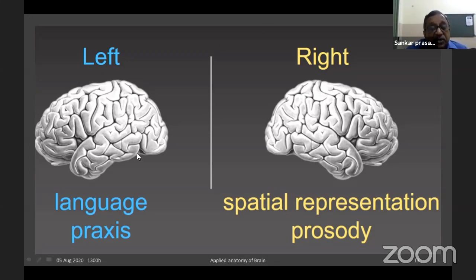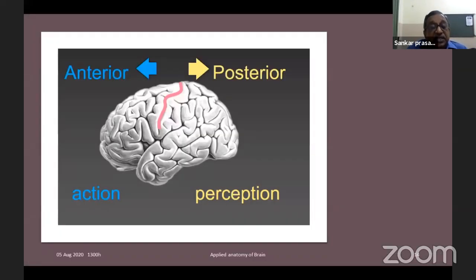You see, there is also an anterior and a posterior. The anterior part, in front of the central sulcus, is action oriented. The posterior part of the brain, that is the post-central gyrus and beyond, is perception related. So this is a huge picture.